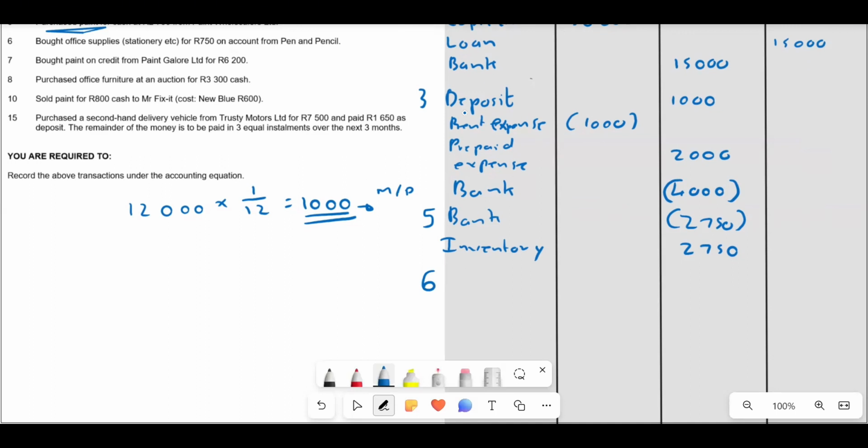Bought office supplies for 750 on account. Careful, on account means on credit, so therefore no amount was taken out. Okay, so you're going to have an account of creditors, and we're going to have bought office supplies. Then we're going to have an account for office supplies.